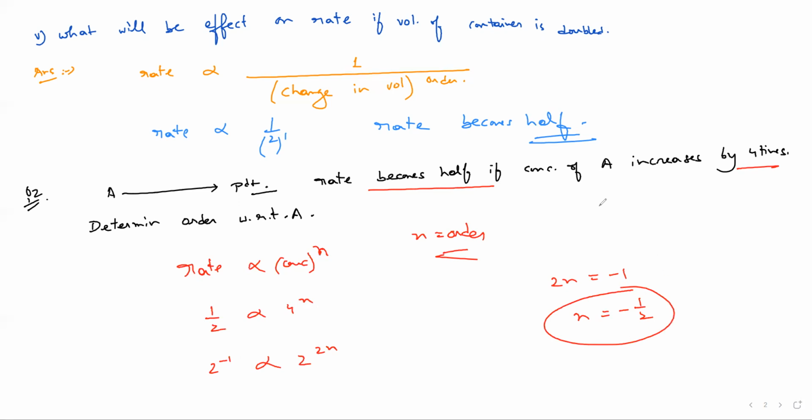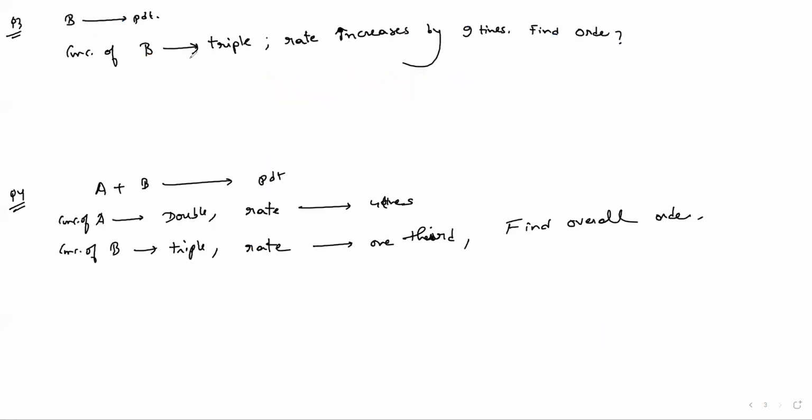Okay. So what is the order? Negative half order reaction. Now rate increases by 9 times. Again, same formula, rate is proportional to concentration to the power order. Rate increases 9 times, concentration increases by 3 times. So 3 squared is 9, you can write. So what should be the n value? n value is 2. So order is 2.